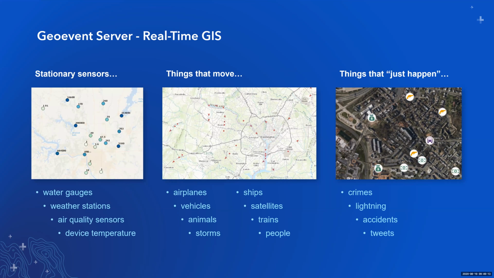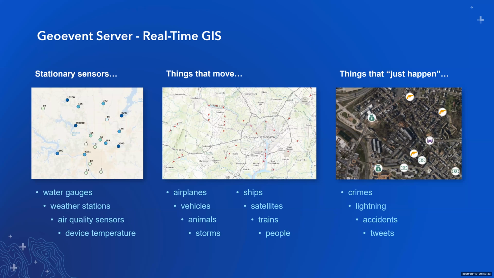We could set GeoEvent server up to tell us when the air quality gets to a certain threshold, or when the water gauge shows a certain threshold. We can tell GeoEvent server to send a notification to somebody, or to do something else. So we've got stationary sensors.